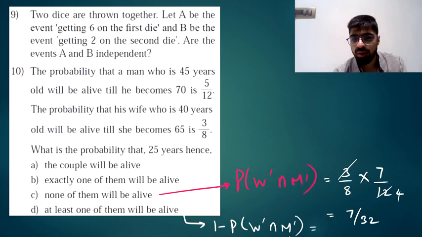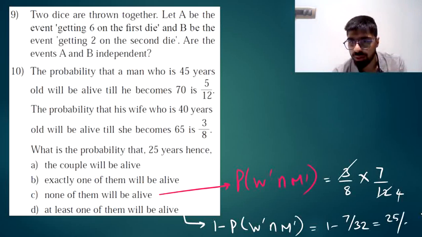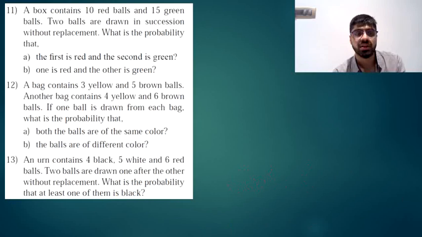So the required probability is 1 minus P of W complement intersection M complement, which we have got as 7 upon 32. So 1 minus 7 upon 32. The answer for this question will be 25 by 32. Yeah, that's how we are answering the 10th question. And with that, we go ahead with our 11th question.